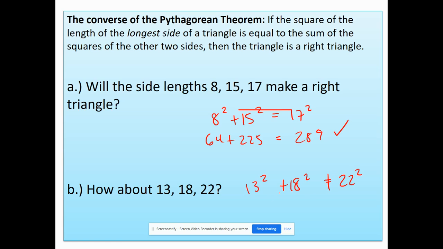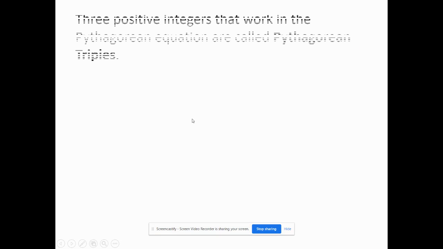You can check this. 13 squared is 169. 18 squared is 324. And that does not add up to 484. So we would say this does not make a right triangle, and this one does. So I'll ask you different kinds of questions like that.